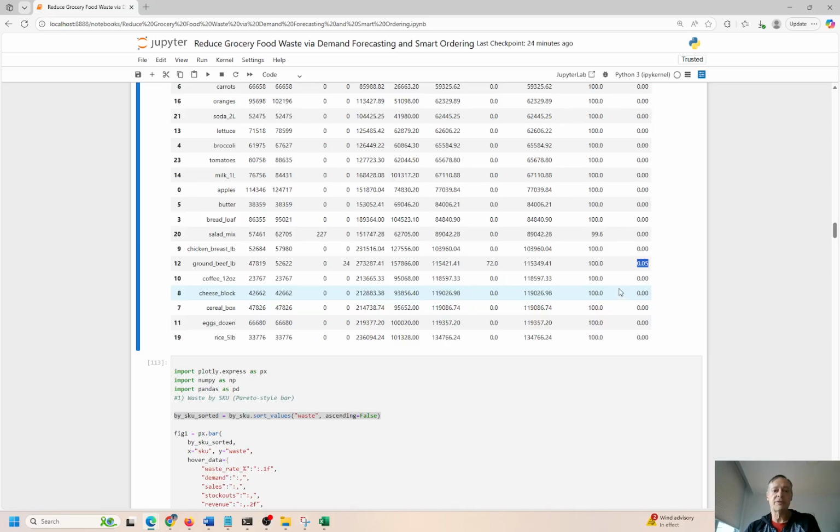Note to self, we'll try to prevent that from happening next time. We'll order less beef and potentially have a stock out. Hopefully not. If we're ordering too little, then we can learn from our mistakes and order a little bit more, but there should be a sweet spot in between.